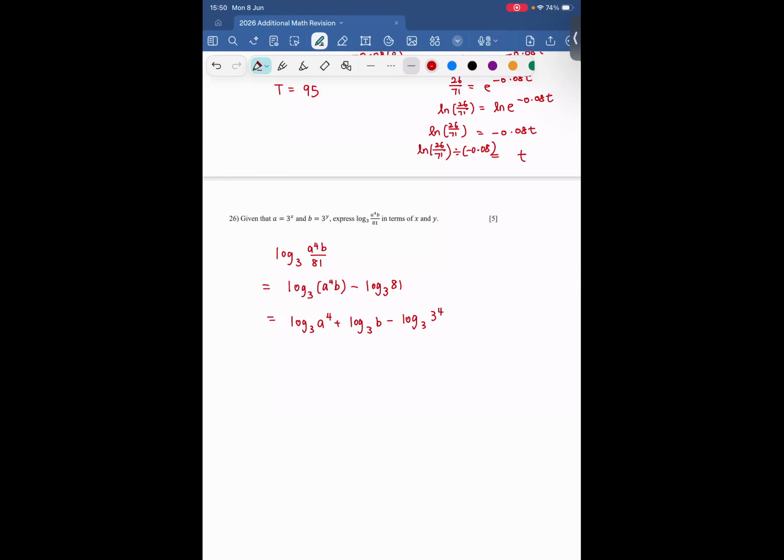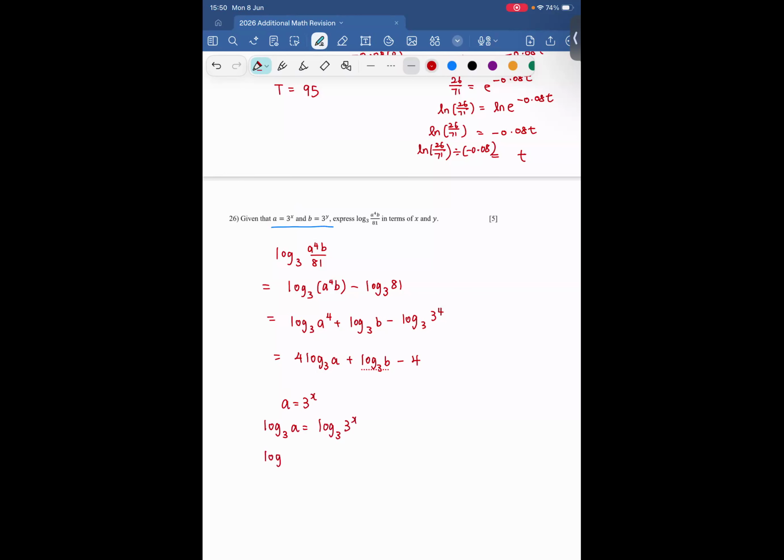So now how to continue? This is actually 4 log 3 a plus log 3 b. This is actually just 4. Okay, so how do we continue from here? We take a look at this part where they give us this. So we know a power a equals 3 power this. So now we want log base 3 on both sides of the equation. So we do log base 3 on both sides of this equation.